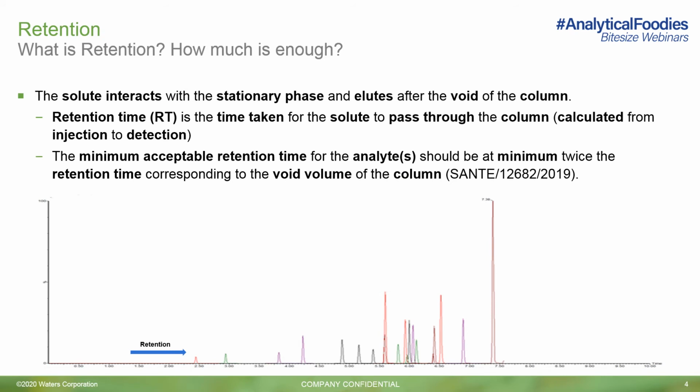I have mentioned retention already, but what is retention and how much is enough? In chromatography, our solutes interact with the column stationary phase and should elute after the void time of the column. So retention is the time it takes for the solutes to pass through the column. Typically this is measured from the start of our injection to our analyte's detection. The EU SANTE guidelines specify that the minimum acceptable retention time for the analytes should be at minimum twice the retention time corresponding to the void volume of the column. But how do we measure the column void volume?